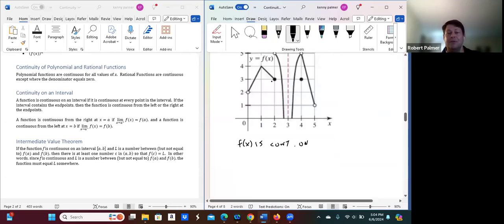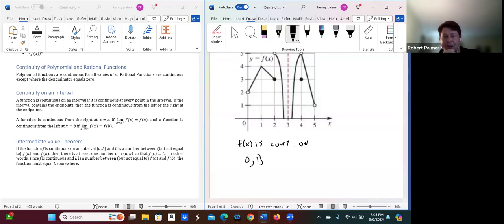Now, what about our endpoints? Well, if we approach this one, it's defined there. That's f of b. And also as we approach the left endpoint from the right, it's the same as the function value. So that's true. So consider 0 to 1. At 1, it's continuous. The endpoint is included because the endpoint value is the same as the function limit from the left. What about from the right?